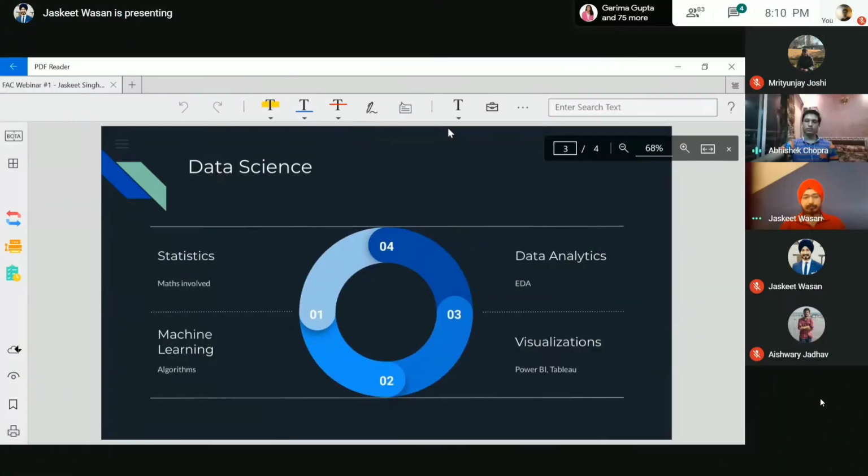Moving to the next point, data analytics. As you said, 95% of the time a data scientist spends is on cleaning the data. So could you please explain to us in brief what is EDA?